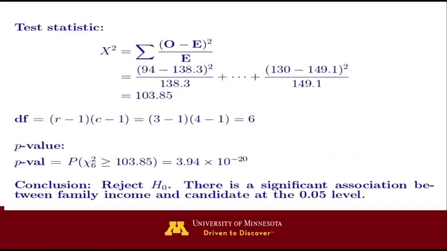That's exactly what I'm doing here. Take a look at that. You see, I subtracted the expected cell count from the observed cell count. I square that, then I divide by the expected. I'm going to do that for every one of them, then add them up. That will give me 103.85. The 103.85 can now be called a chi-square test statistic value. That is how I got that.